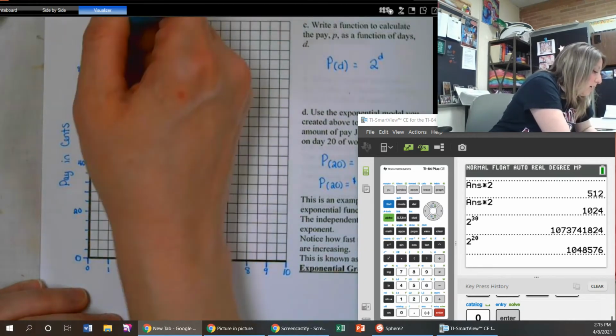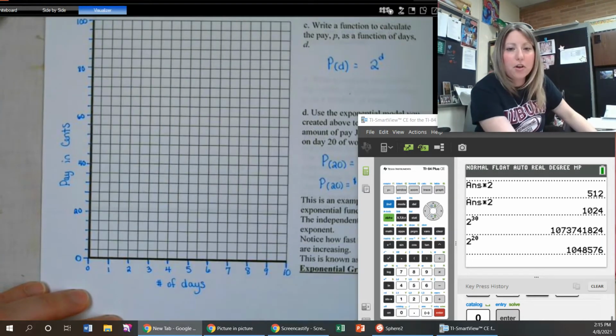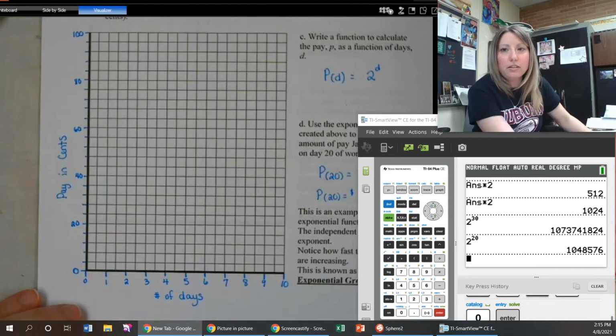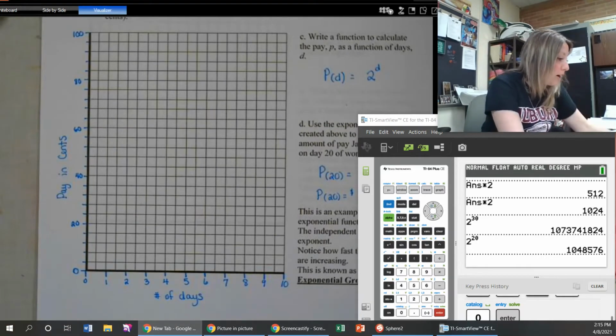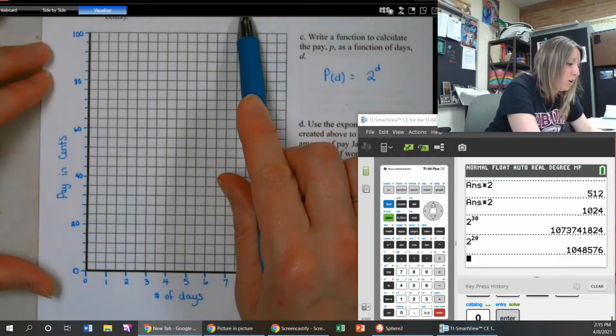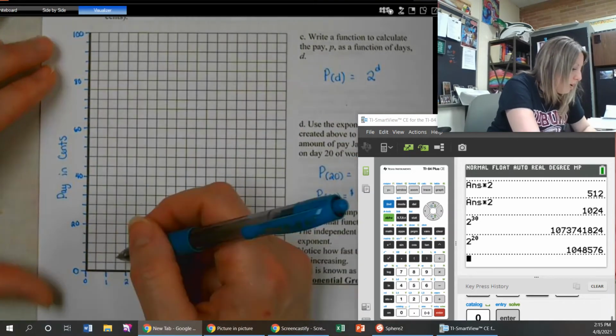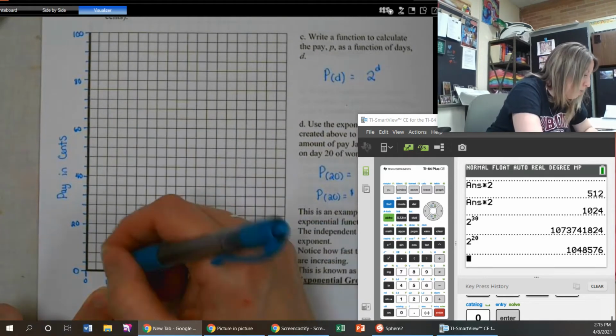84, 88, 92, 96, 100 cents, or $1 is the top of this, right? And how many days does it take us to even get close to that? We know that already. We know that 7 days got us to $1.28.